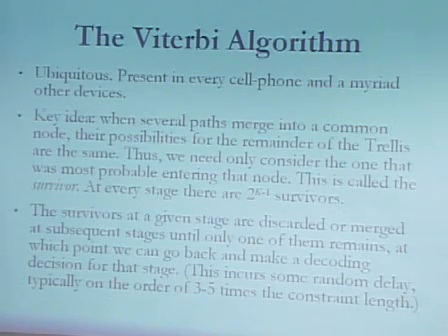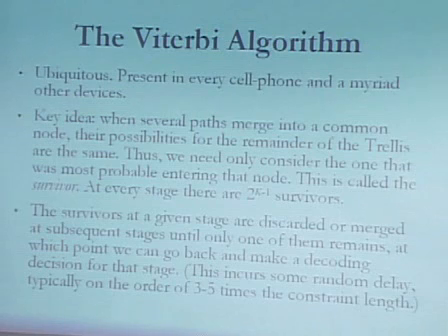The survivors, so paths that are discarded or merge over time, until only one of the survivors remains. And there's a notion that you have to actually go back in time eventually, and then figure out which was the right path. So there's a certain delay that goes with the Viterbi algorithm, which is about 3 to 5 times capital K. But other than that, it's essentially optimal. So it finds the most probable path, but it only considers a subset of the paths.